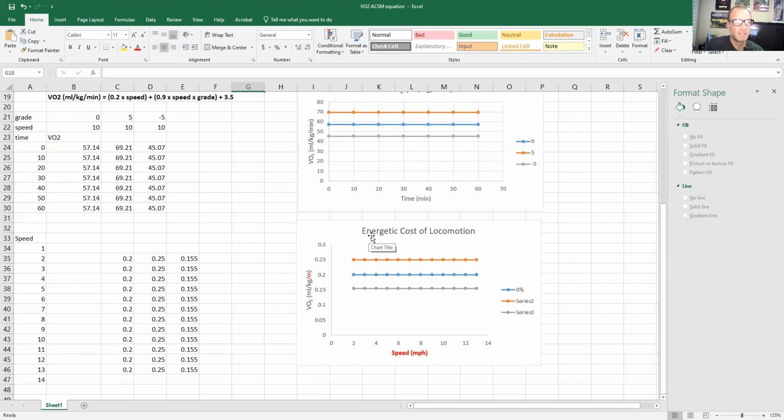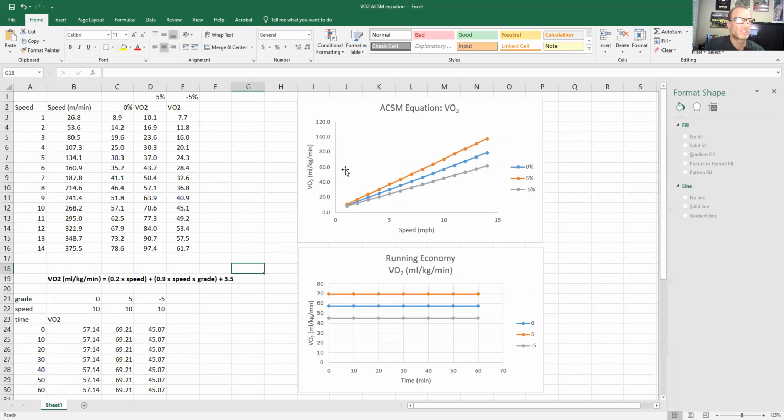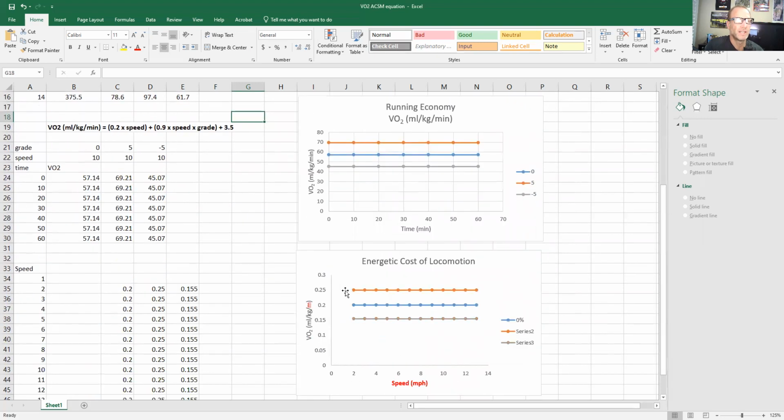That ends up being a new term called energetic cost of locomotion. For those of you who are math-minded, the slope of the rate of oxygen consumption versus speed plot is energetic cost of locomotion. I'll go through that in another presentation in more detail.